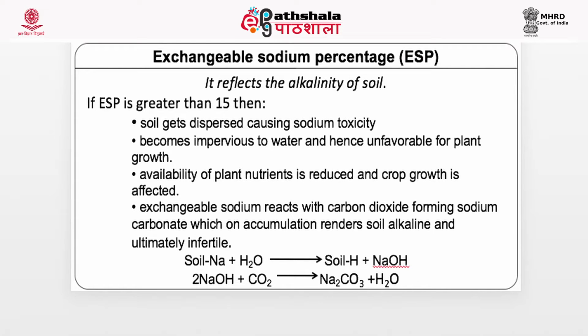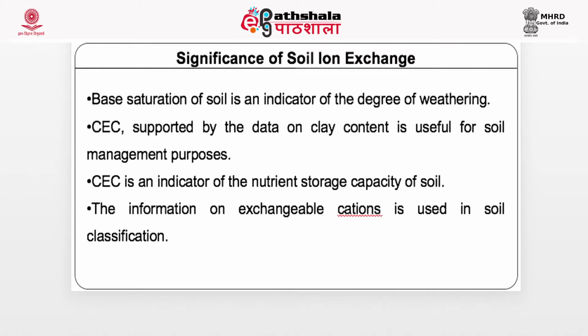The exchangeable sodium reacts with carbon dioxide, forming sodium carbonate, which on accumulation renders soil alkaline and ultimately infertile. You can see from these equations, soil sodium, which is attached to soil, is converted into sodium carbonate with the reaction of carbon dioxide. So soil ion exchange has a lot of significance in soil fertility.